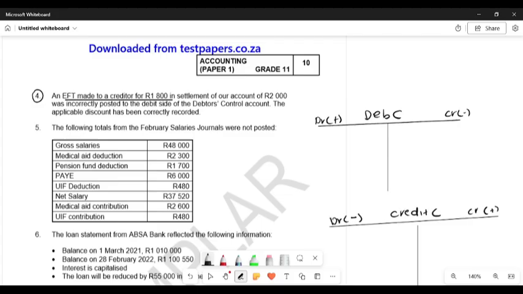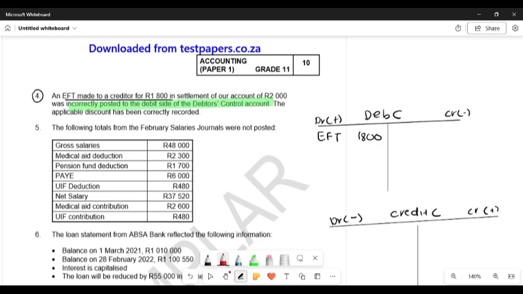Now here, what is it that we did? An EFT, this EFT was supposed to be relating to a creditor, right? Was incorrectly posted in the debit side of the debtors control account, right? So this is important. Incorrectly posted to the debit side of the debtors control account. Now, let me do the incorrect thing. So basically that EFT, they recorded it here on the debit side, right? And this was a payment to a creditor, right? It simply means that this was supposed to be recorded in the creditor's control.